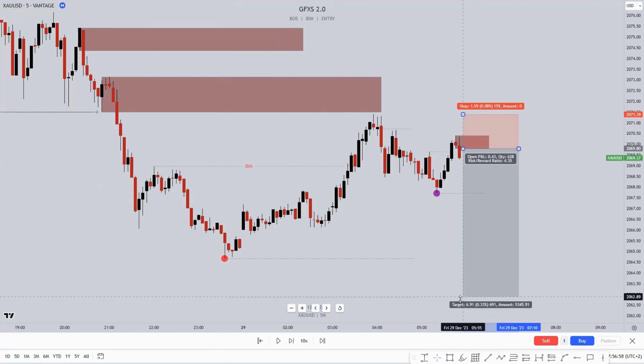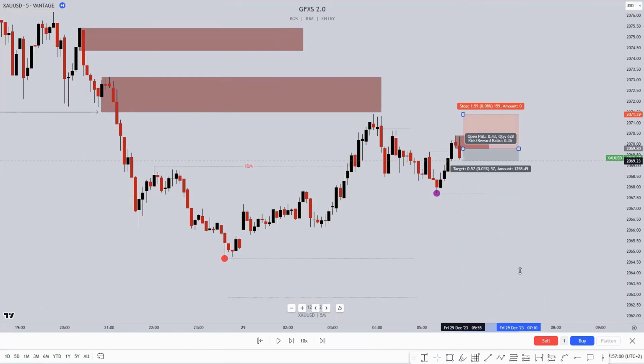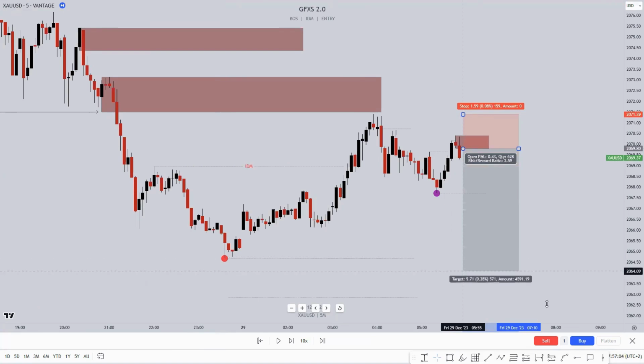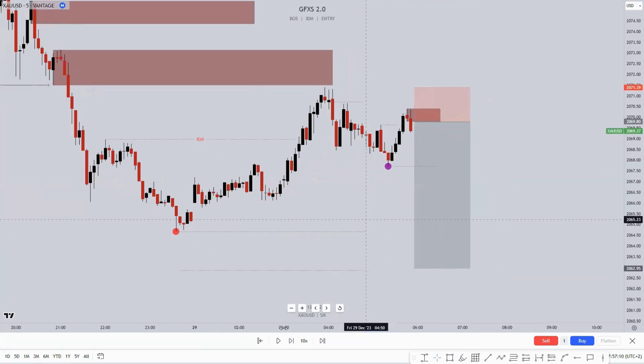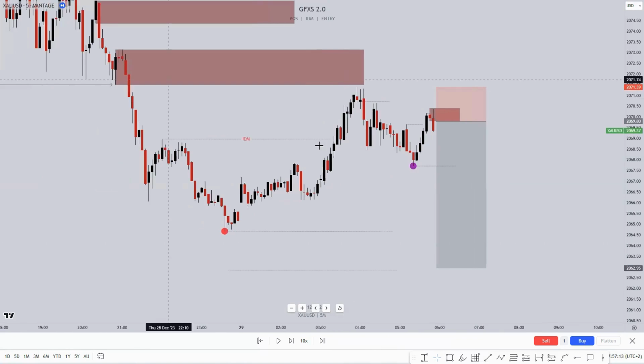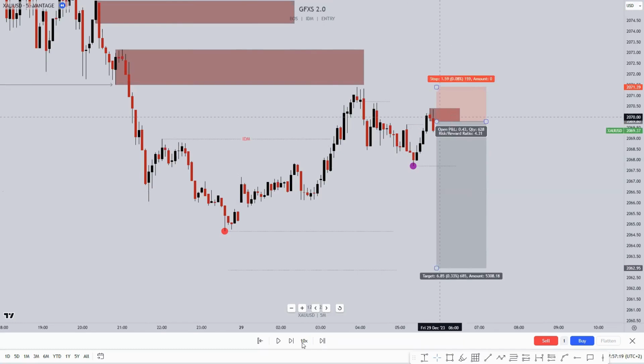You target the Fibonacci extension. If you target this low, you get your 1:3. If you target our Fibonacci extension, you get 1:4. So this will be a trade which I will take because it falls in line with my rules. We have taken inducement and we have also taken the internal high. So this is a valid setup.